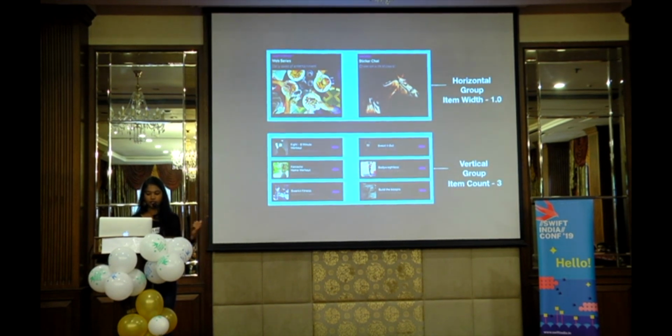How you size your items for your horizontal group, it's simple. The item width is a fractional width of 1.0. And for your vertical group, you can also specify an item count property to a group. So we make use of that here. Fine. App Store's layout is almost like an obvious implementation of compositional layout. So what I did was, I challenged myself to implement the Pinterest layout. Okay, I wasn't able to do it. I took help from a friend.